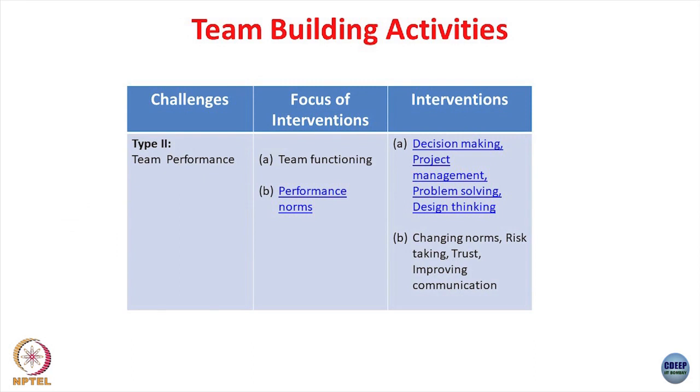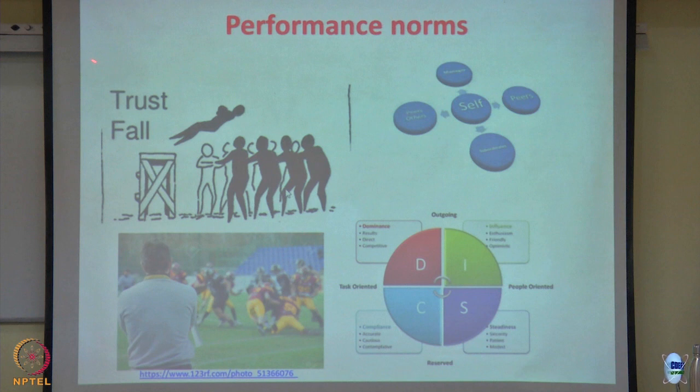Last but not the least, in the team performance interventions are performance norms. Performance norms are about how people approach their work and interact with each other in a team. The norms may be related to trust, norms may be related to how people interact with each other. To understand the prevailing norms of a team, observation is a very good method. When a trained consultant just observes the team functioning, it clarifies the performance norms of the team.